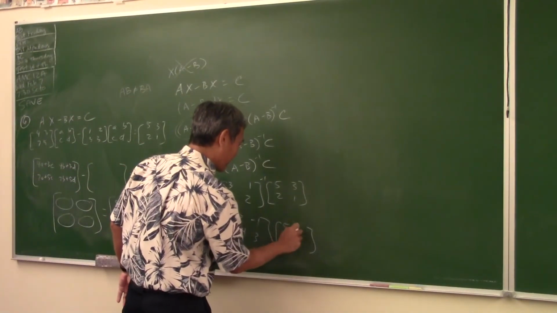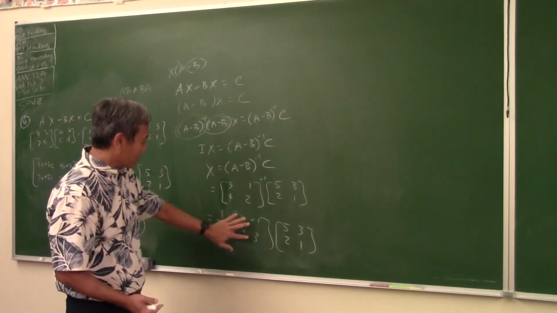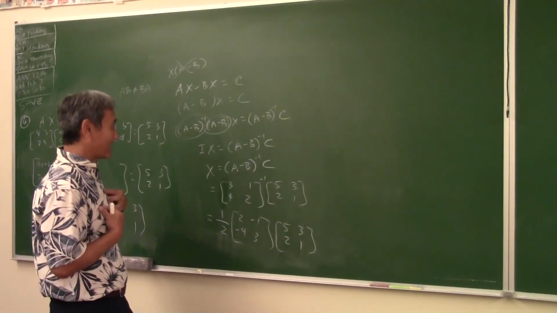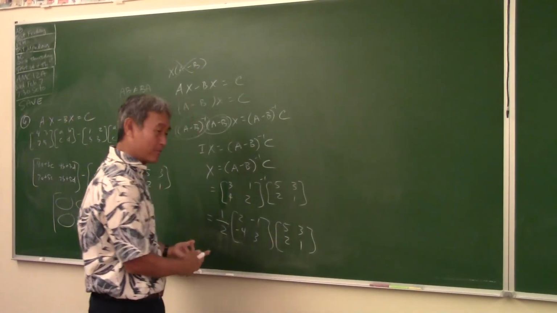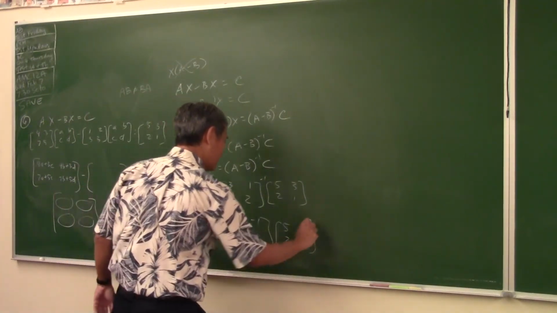And then on this one is 5, 3, 2, 1. Now, if it's up to you, this 1/2 you can distribute in here, or you could distribute in there. But what I like to do is multiply these two first and then put the 1/2 in, because that way you don't have fractions, yeah? So I'm going to multiply these two first.